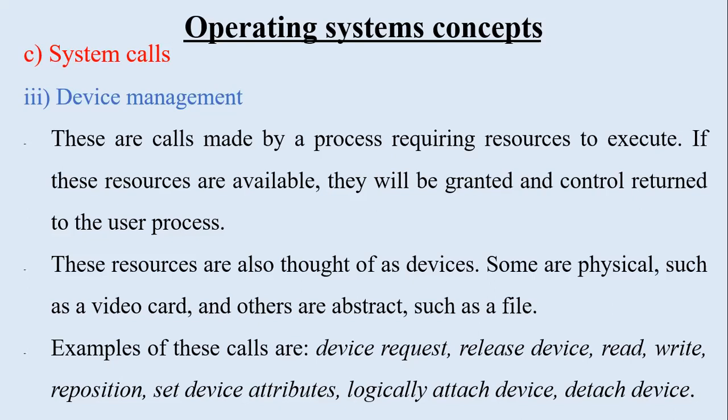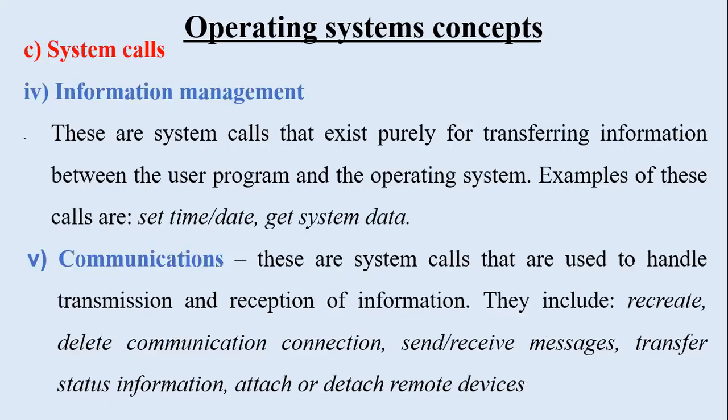When it comes to devices, we have what we call device management system calls. These are the calls that are made by a process requiring resources to execute. If these resources are available, they'll be granted and control returned to the user process. These resources are also thought of as devices. Some are physical, such as a video card, and others are abstract, such as a file. So some examples of these types of calls are requests for devices, releasing devices, read, write, reposition, set device attributes, logically attach devices, detach devices, amongst others.